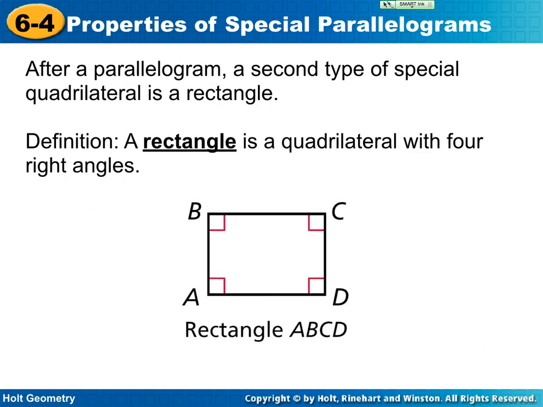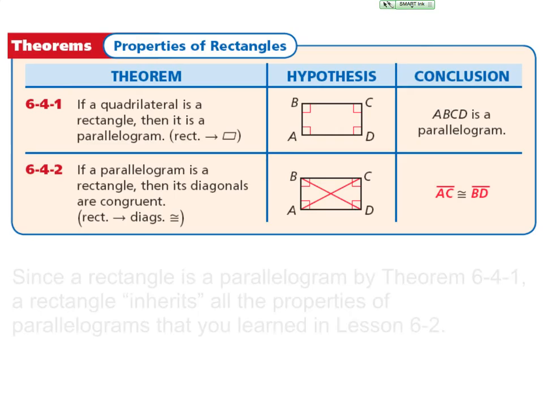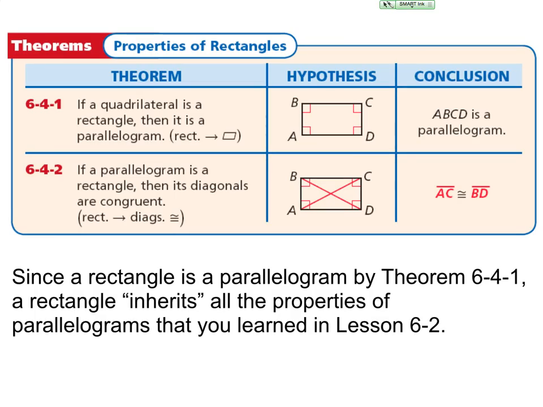Right, your definitions now after your explorations. Rectangle is a special parallelogram. It's defined as just a quadrilateral with 4 right angles. So just any 4-sided figure that has 4 right angles is a rectangle. Some of the properties you should have found as you explored.